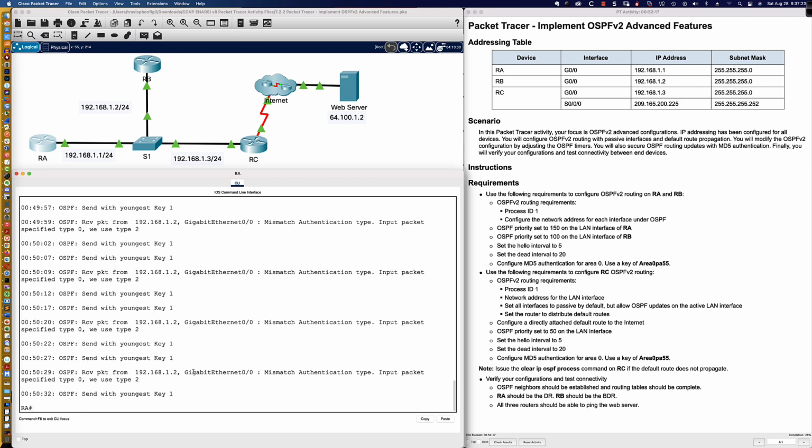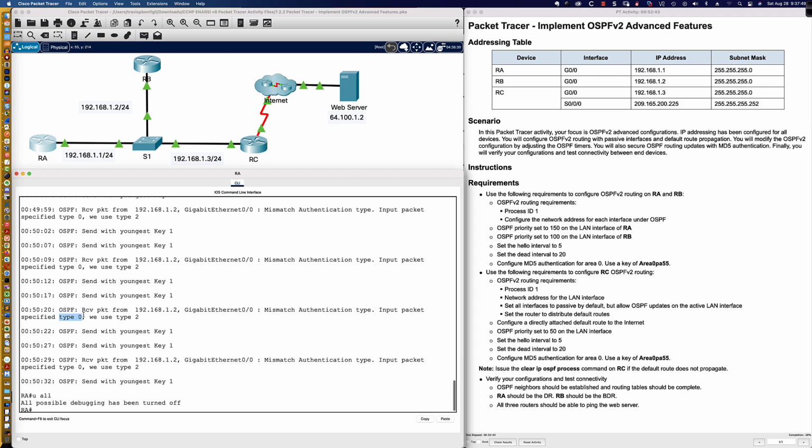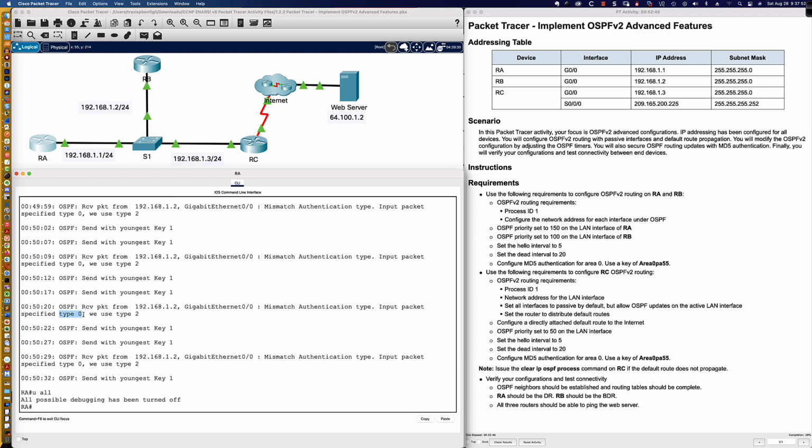In fact, let me go ahead at this point and say undebug all, and let's take a look at what we've got here in this output. So I'm receiving an OSPF packet from 192.168.1.2. Well, that's router B, right? It's router B. And why are we having an issue? Mismatch authentication type. Input packet specified type 0. In other words, what I'm receiving is that router B is using type 0 authentication, null authentication, no authentication, right? And router A, we use type 2.